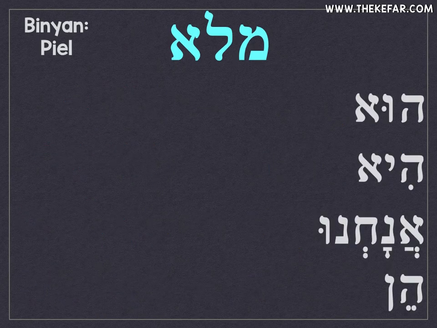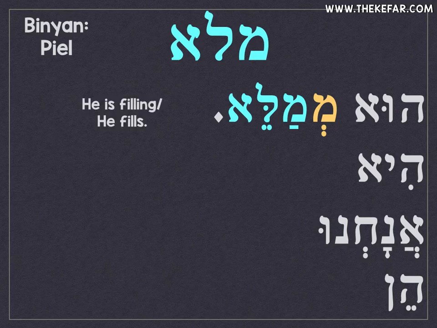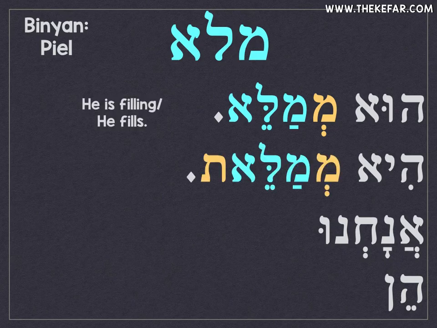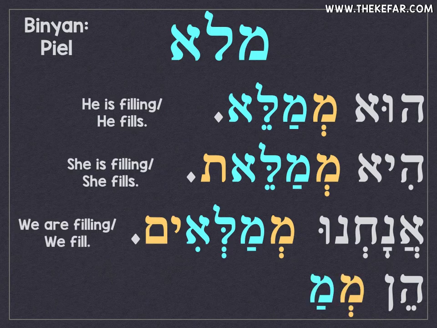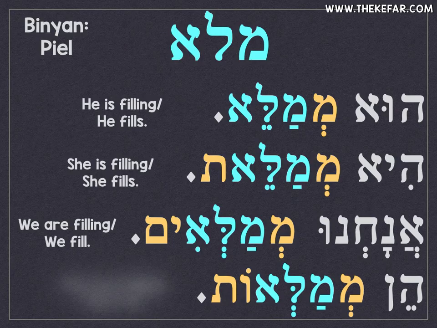And we'll do it again. So hu memale, he is filling or he fills. Hi memalet, again, same thing, just with the tav at the end. She is filling or she fills. Anachnu memalim, we are filling or we fill. And hen memalot, they, feminine, fill or they are filling.